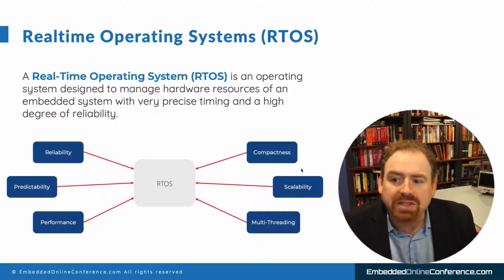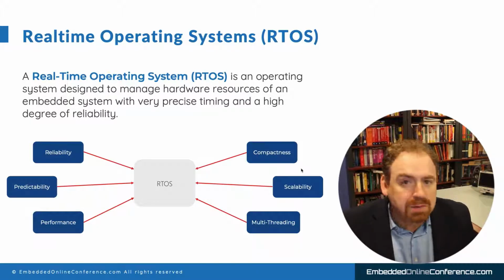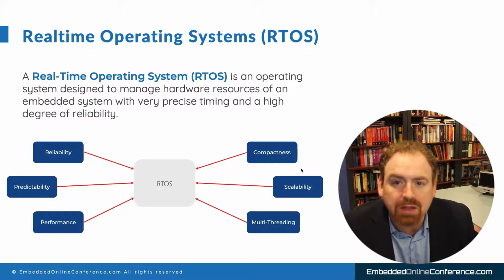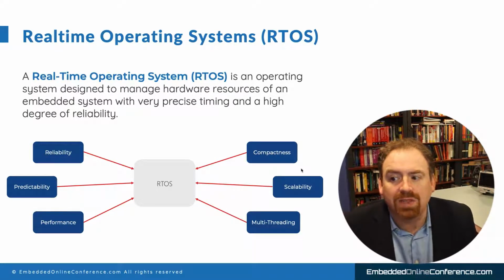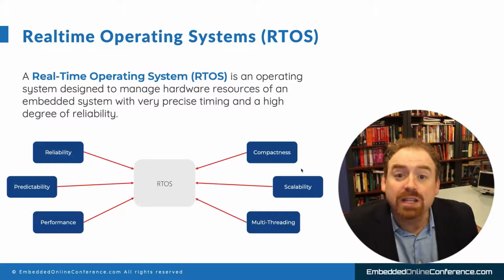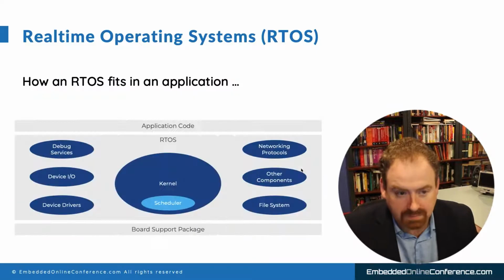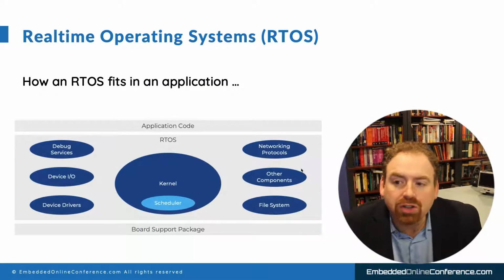A real-time operating system, as long as you design and architect your system right, really helps improve the reliability of the system, the predictability, the performance, along with the scalability of the system. And it allows us to also get concurrency, or at least the illusion of it, through multi-threading or multitasking type applications.